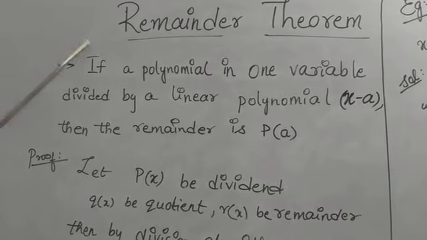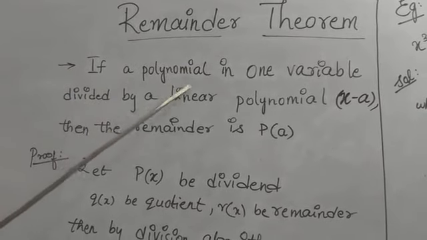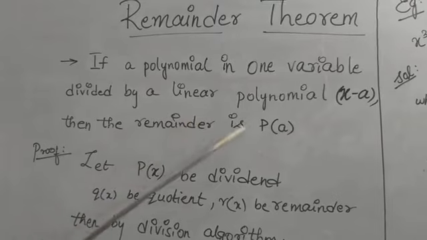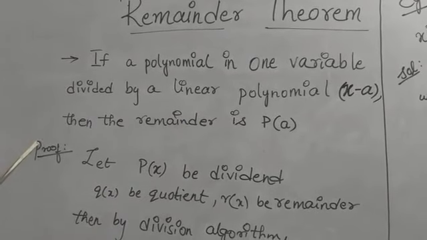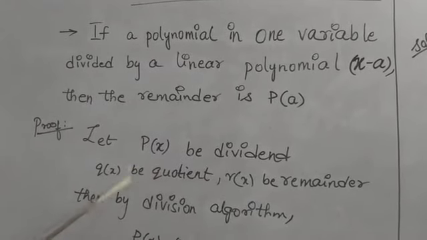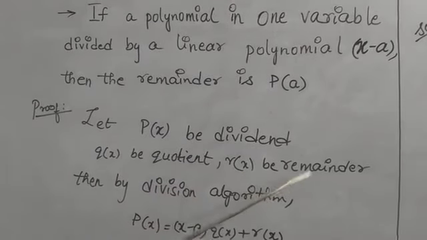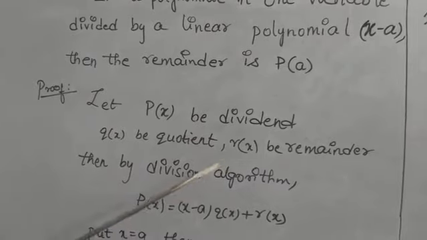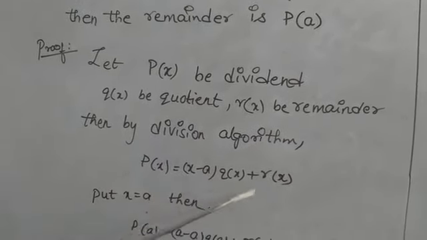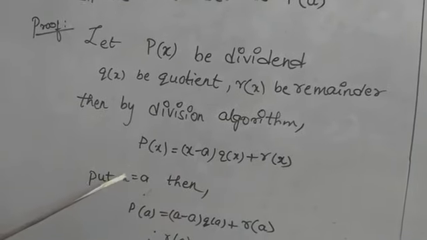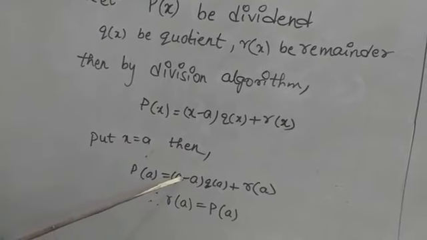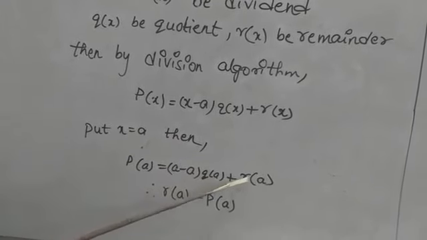Remainder theorem: if a polynomial in one variable is divided by a linear polynomial x minus a, then the remainder is p of a. Let us prove the remainder theorem. Let p of x be the dividend, q of x the quotient, and r of x the remainder. Then by the division algorithm, p of x equals x minus a into q of x plus r of x. If we put x equal to a, then p of a equals a minus a into q of a plus r of a.